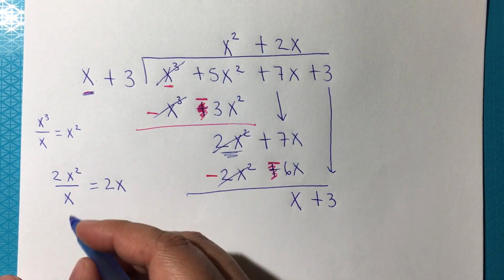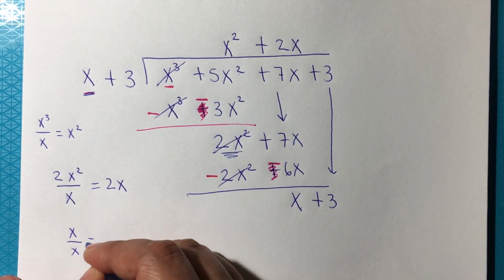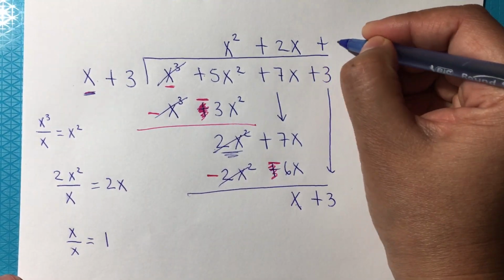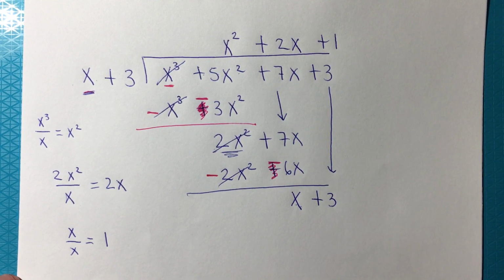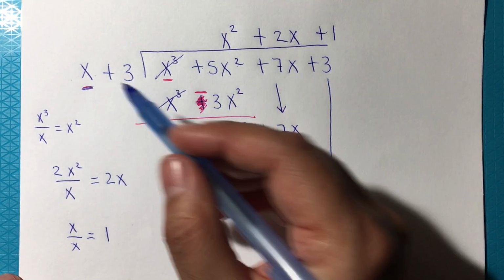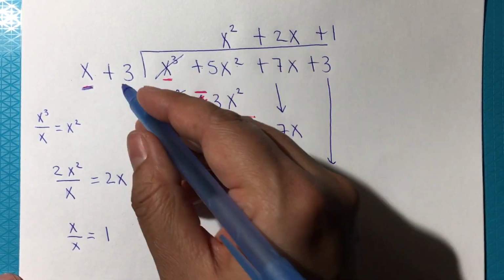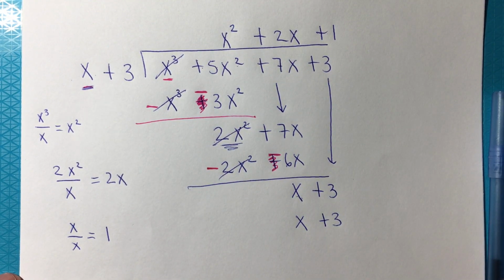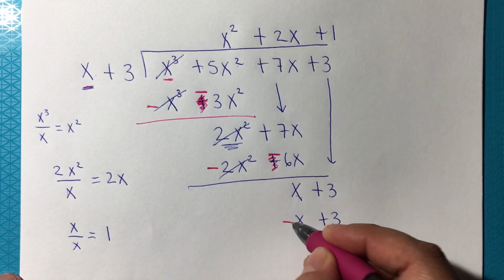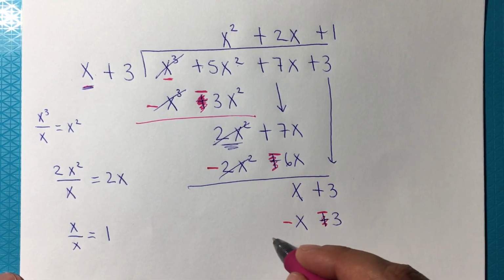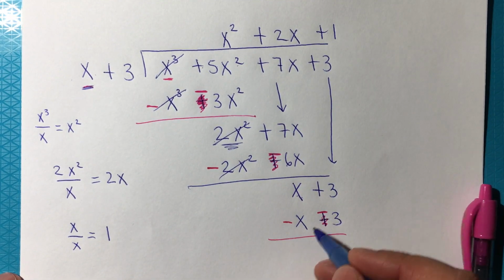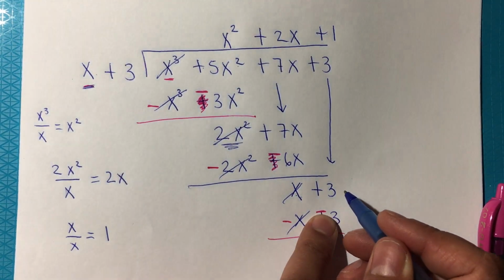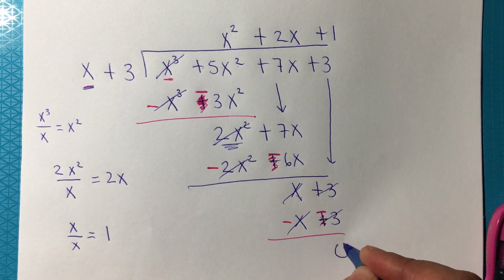Again, divide x by x. X divided by x is 1. And I put it up here. Again, 1 times x is x. 1 times 3 is 3. But now we subtract. That means changing the sign. And so these cancel. Positive 3 and negative 3 cancel as well. So you end up with 0.